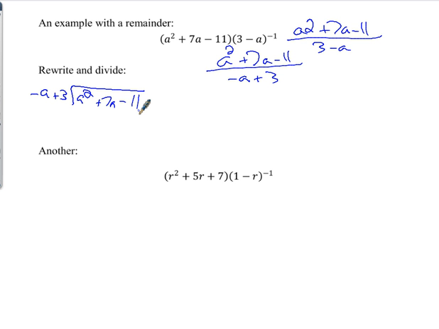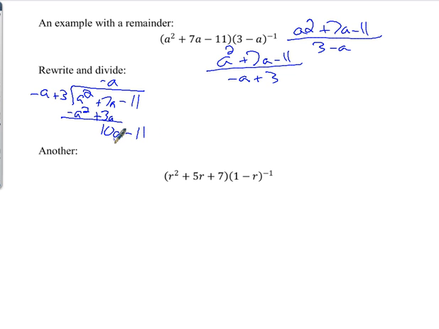So now ask yourself, what times negative a gives me positive a squared? And the answer is, what? Negative a, yeah. So negative a times negative a is positive a squared. Negative a times 3 is negative 3a. Subtract by adding the opposite, so I change all my signs. That's gone, and I have 10a. Bring down the minus 11.